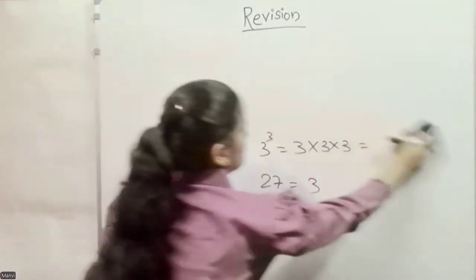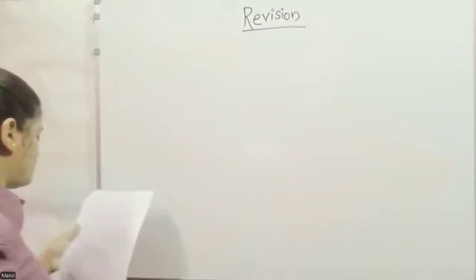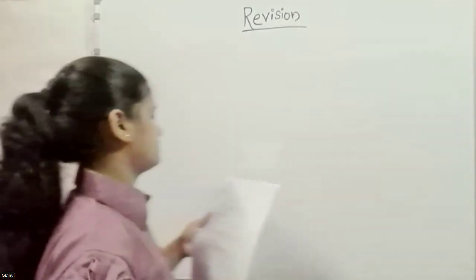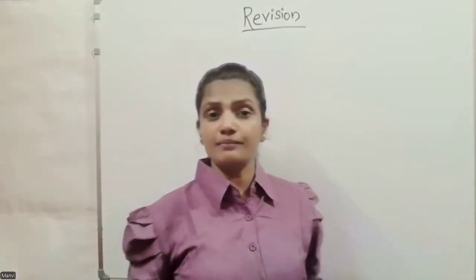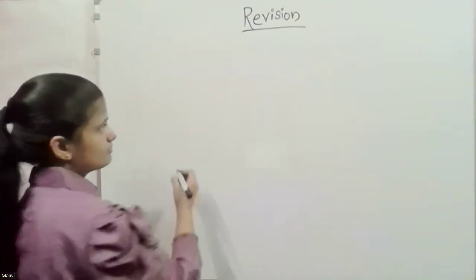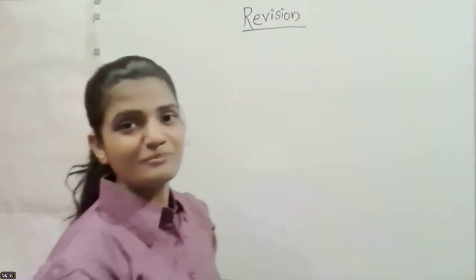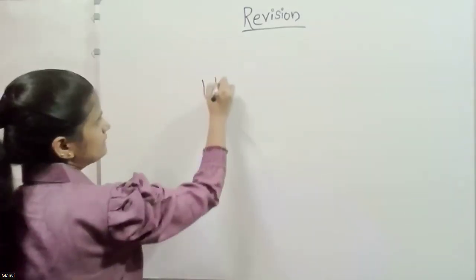Now, I can ask a few questions based on the square and cube numbers. The first question is, question number 14. What is the 7th square number? Yeah, 49. Wow. What's the square root of 144?